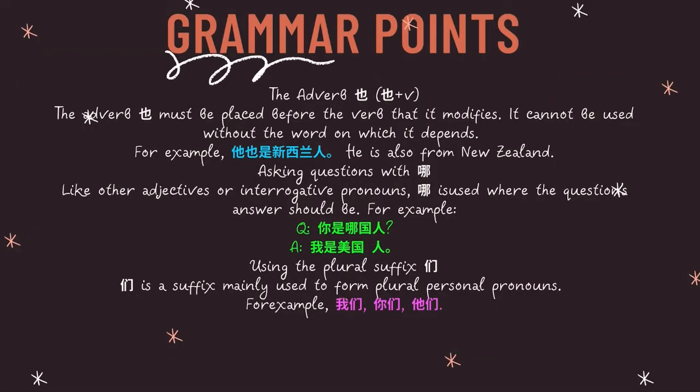Grammar part. The verb ye must be placed before the verb that it modifies. It can't be used without the word on which it depends. For example, 他也是新西兰人. He is also from New Zealand.